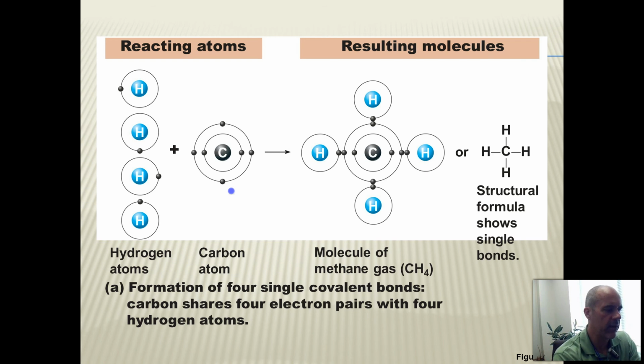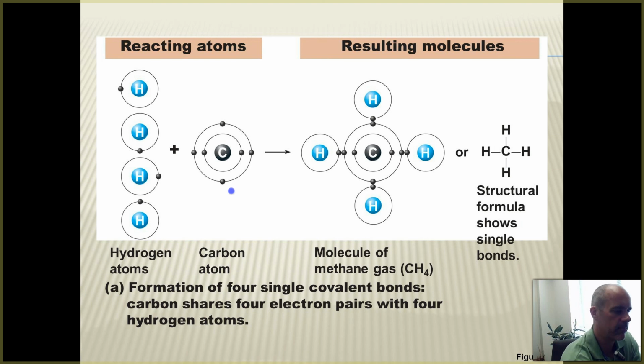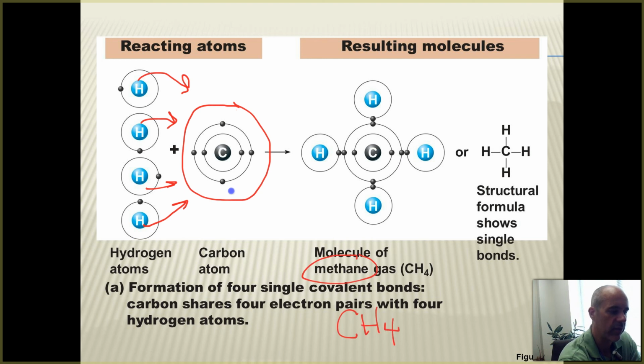All right, so here's an example of a molecule that is built through covalent bonding, sharing of electrons. So you got a carbon atom over here, and carbon atoms love to share 4 electrons with other atoms. And so carbon, for example, can bond with 4 hydrogen atoms, and that forms a compound called methane. Methane gas is CH4. So that means you got a carbon atom and 4 hydrogens surrounding it.